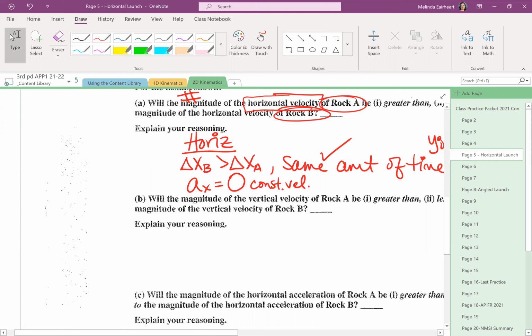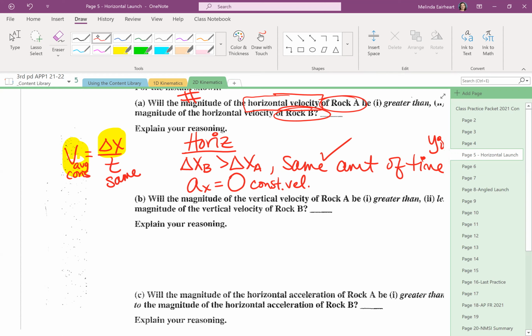Can't forget our defining equations. Displacement over time. And so average, constant, initial, final, it's all the same in the horizontal, right? And so if they have the same amount of time, what kind of relationship does velocity have with that horizontal range? Is that a direct relationship or an indirect relationship?